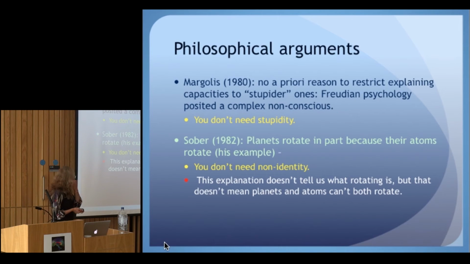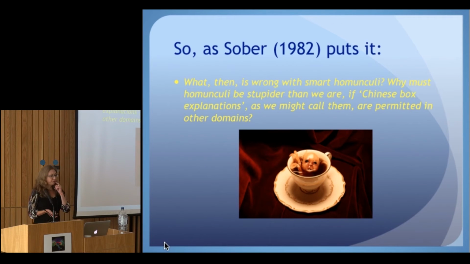Now, obviously, this explanation doesn't tell us what rotating is. It doesn't give us a theory of types, of process types, right? That's an important issue. I'm going to set it aside in a way. But whatever you want to say about your theory of process types, it doesn't mean that planets and their atoms don't both rotate. Okay. So as Sober sums up, what then is wrong with smart homunculi? Why must homunculi be stupider than we are if, as Chinese box explanations, as we might call them, are permitted in other domains?